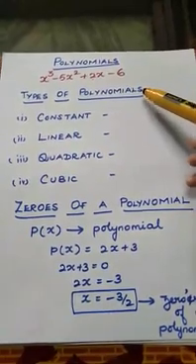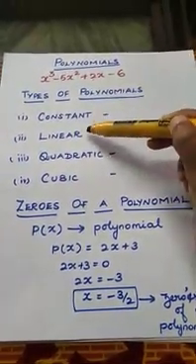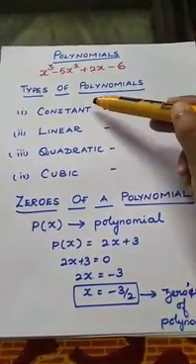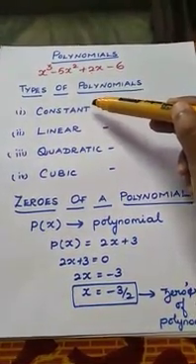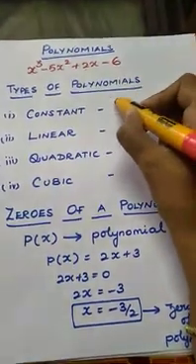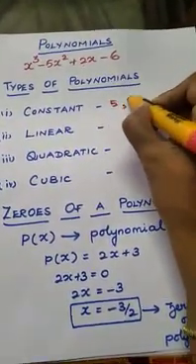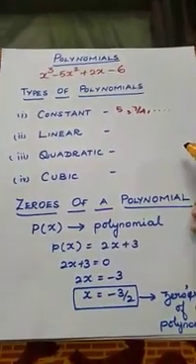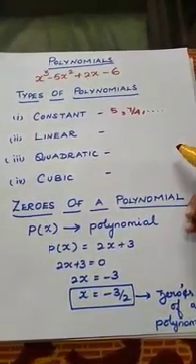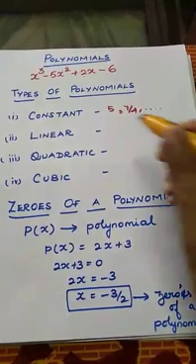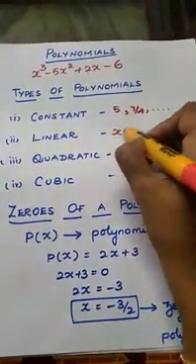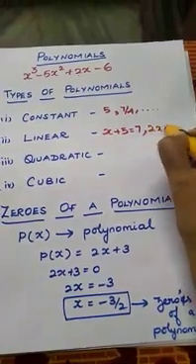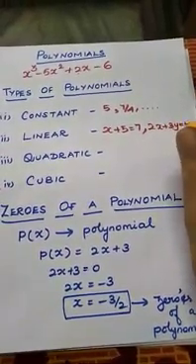Types of polynomials. First one is constant, linear, quadratic, cubic. What is a constant polynomial? A polynomial of degree 0 is called constant. For example, numbers only. That is 5, 7 by 4, etc. The next one is linear polynomial. A polynomial of degree 1 is called a linear polynomial. For example, x plus 5 is equal to 7 and 2x plus 3y is equal to 5.